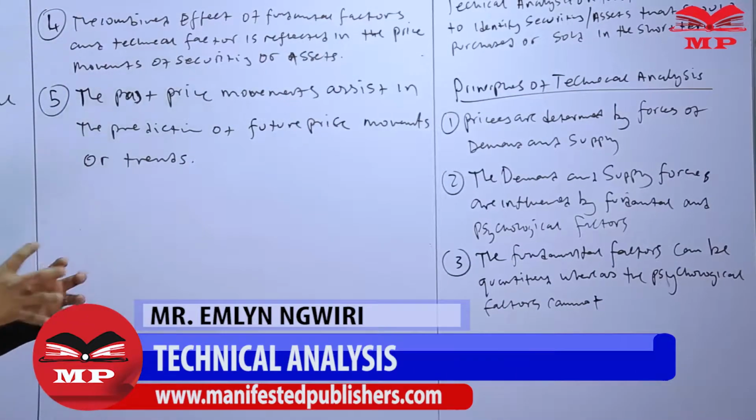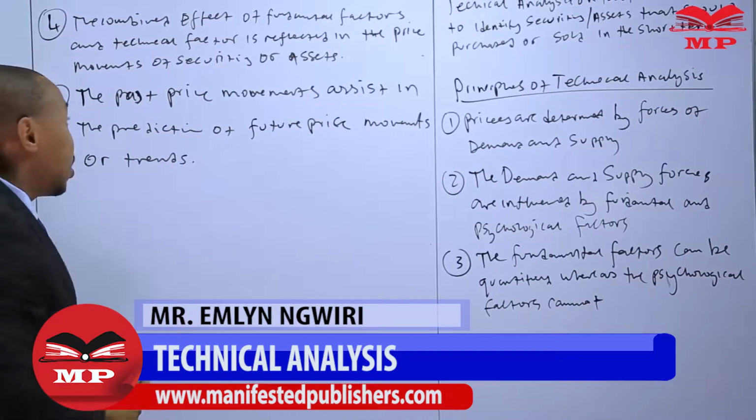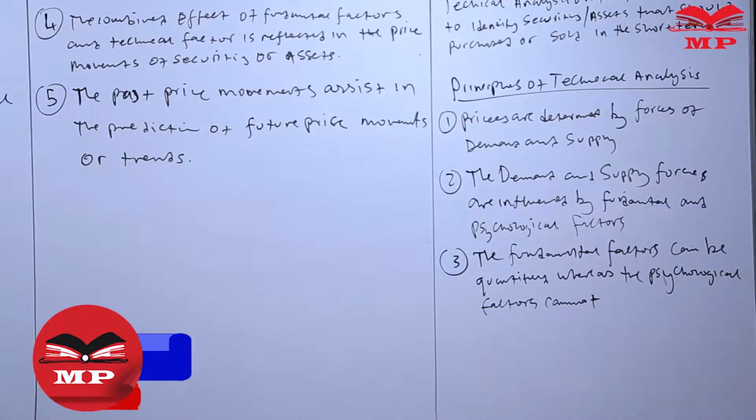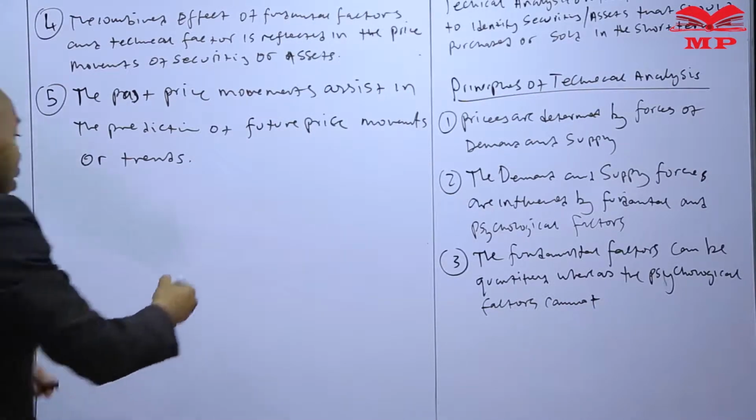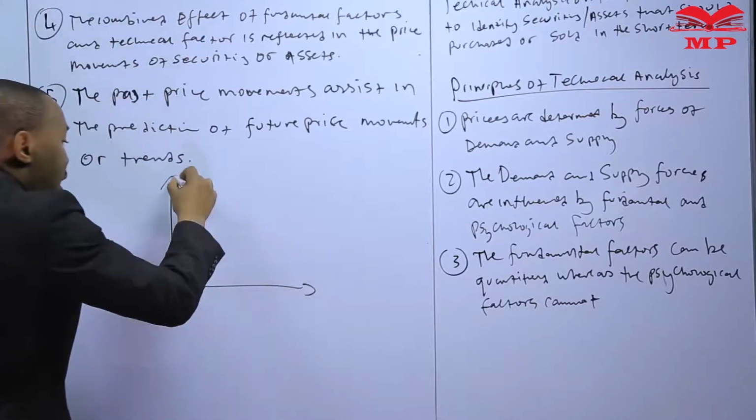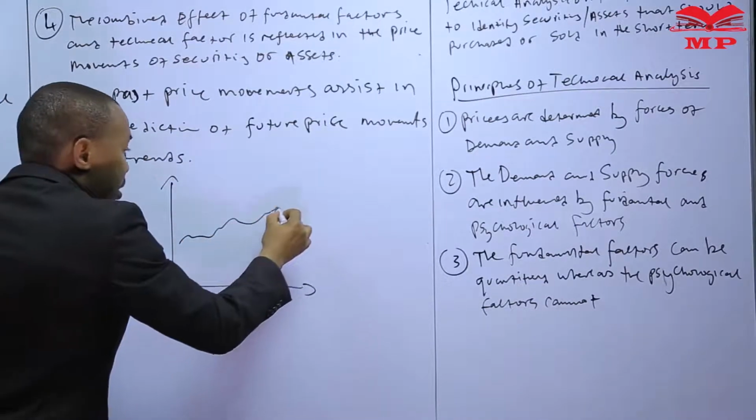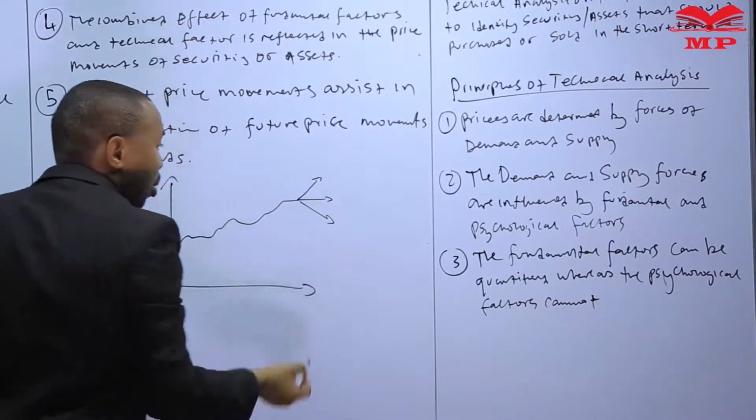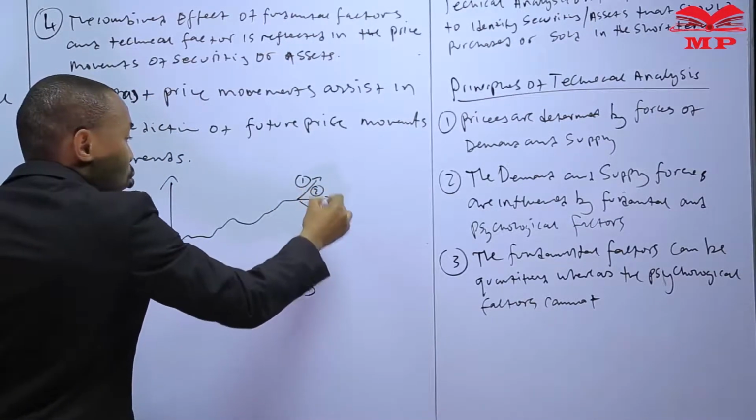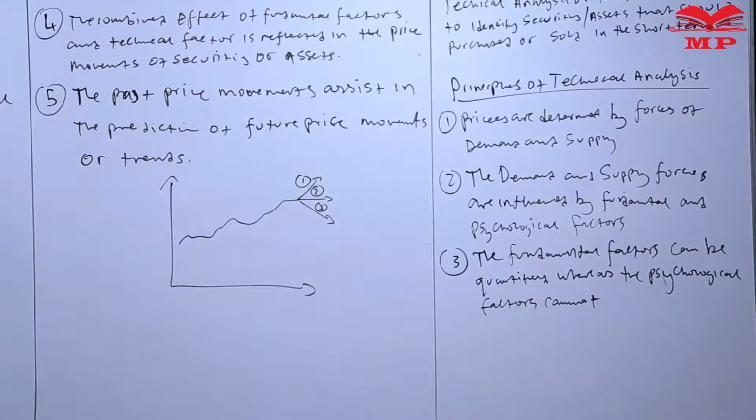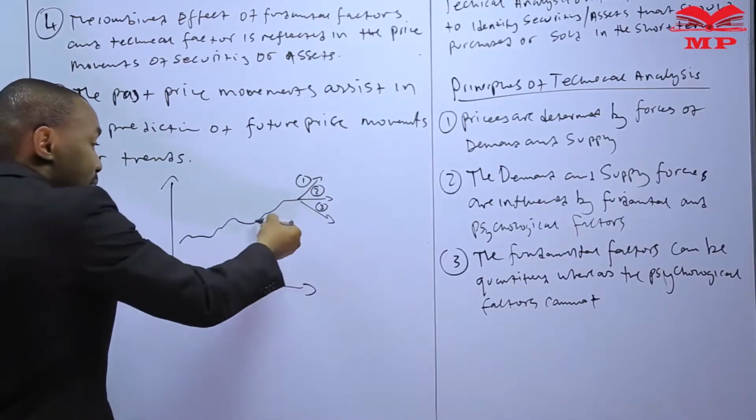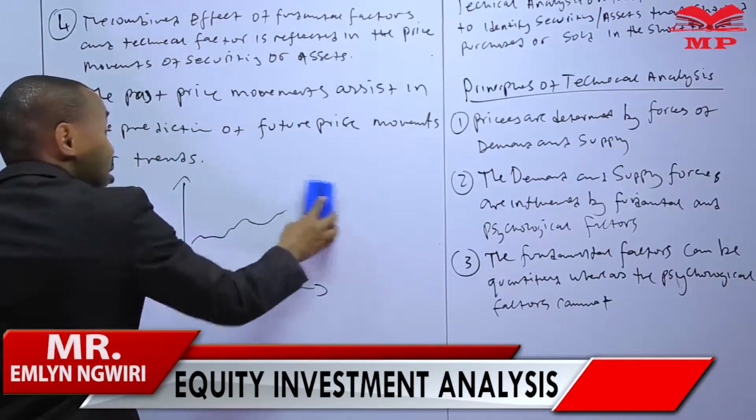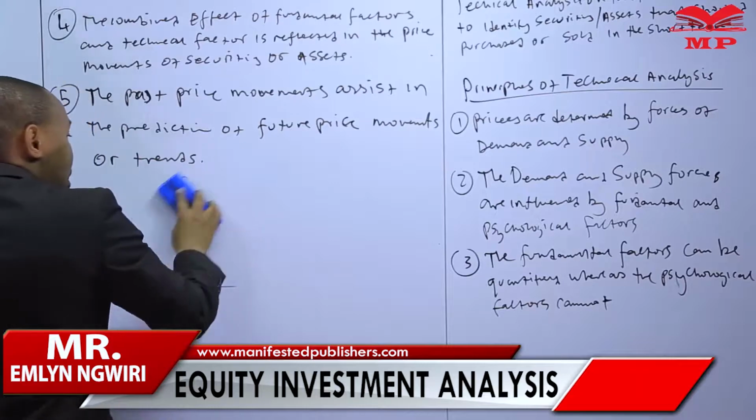Factors work in unison. Then you're saying that past price movements assist in the prediction of future price movements or trends. So you're saying the use of graphs and charts can provide some bearing as to which direction the share price will move. Is it either going to be 1, 2, or 3 right there? So that is what you're saying: the analysis of past price movements can dictate the future price movement, at least in the short term.